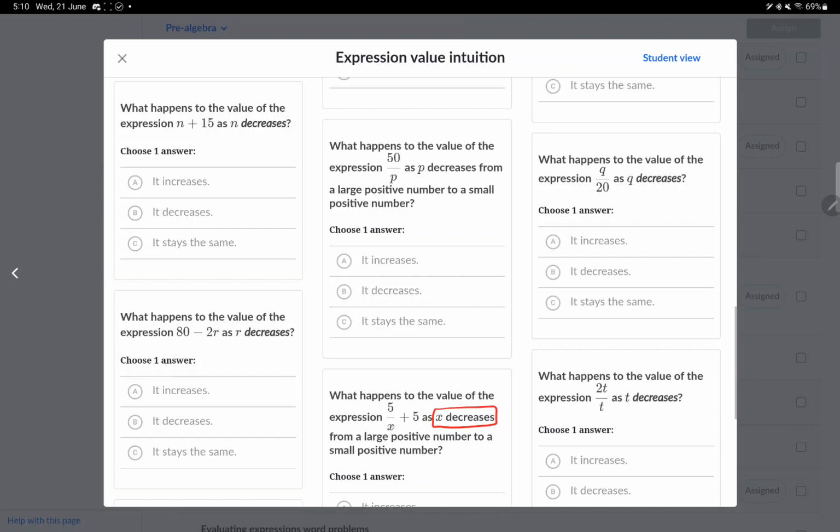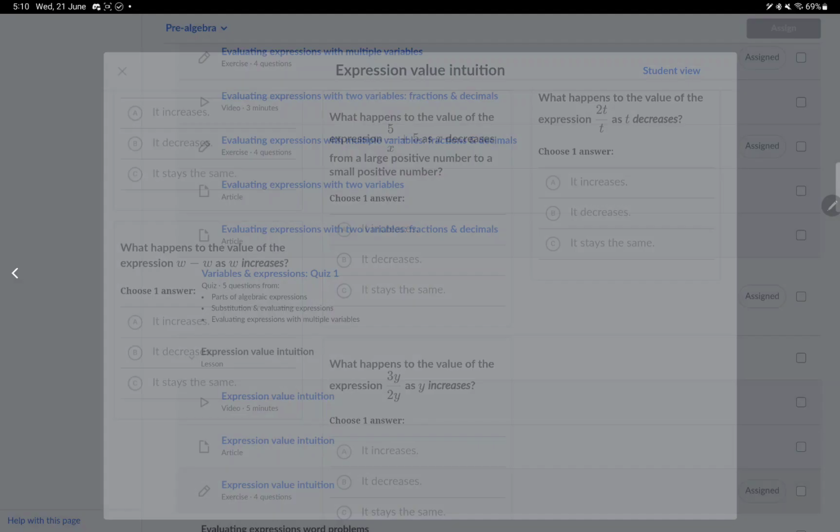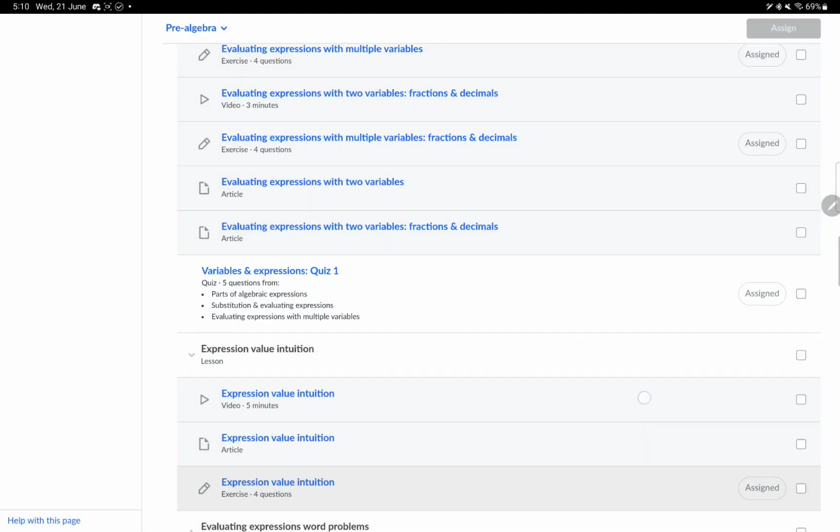So when I see this, okay, if x decreases and 5 is divided by a smaller number, right, then this whole thing will increase. And then the plus 5 doesn't matter. Whatever the plus 5 is still the same. So it will increase the entire expression. Okay, so these ones are a bit tricky, but this intuition you will see next year. You'll see questions related to these next year, and definitely in year 11.